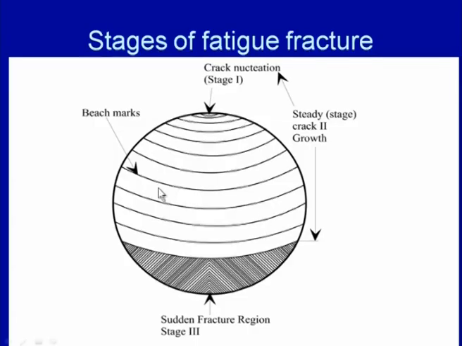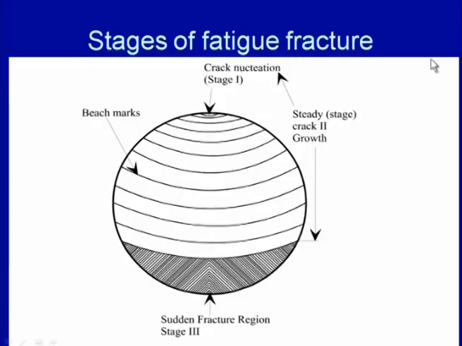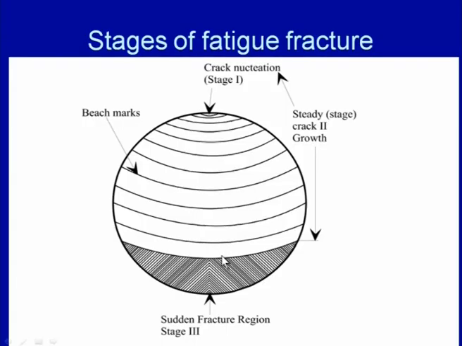Say, the cross section of one component having a very smooth surface comes under fatigue load conditions; it will come across these three stages. In stage 1, at a very smooth surface, first the crack will be nucleated, and thereafter that crack will grow step by step through the number of load cycles, leaving concentric circle marks where the center is the location where the crack has nucleated. These marks are termed beach marks, and they are a typical feature of fatigue fracture, and the stable crack growth occurs in the second stage.